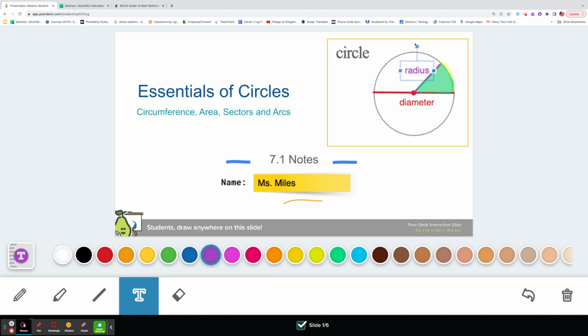Hopefully these terms are going to ring a bell. You've had them in earlier grades. We're going to bring them back into your memory in this lesson. Now there's going to be some new terms. We know the distance all the way around the circle is called the circumference.